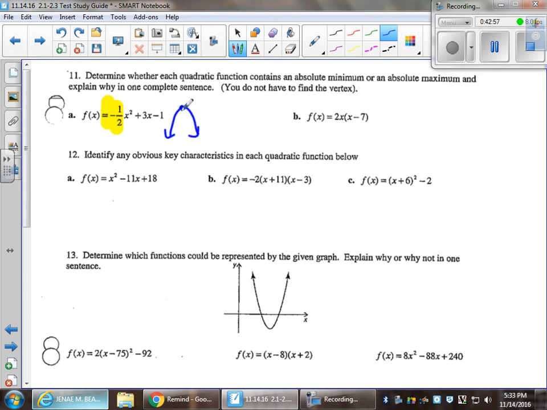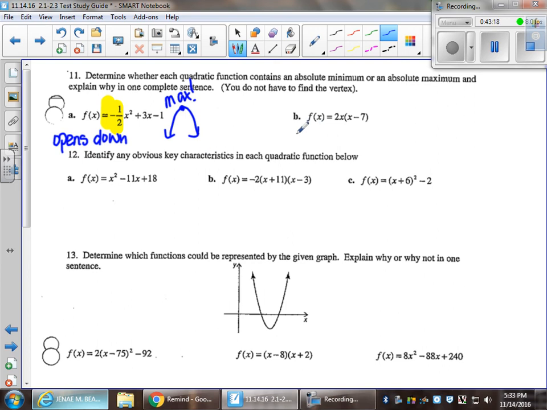So if it opens down, is this a max or a min? It's a max. So opens down. I know I have a maximum. Your complete sentence would be: A is negative, so I know the graph opens down, therefore it has a maximum.